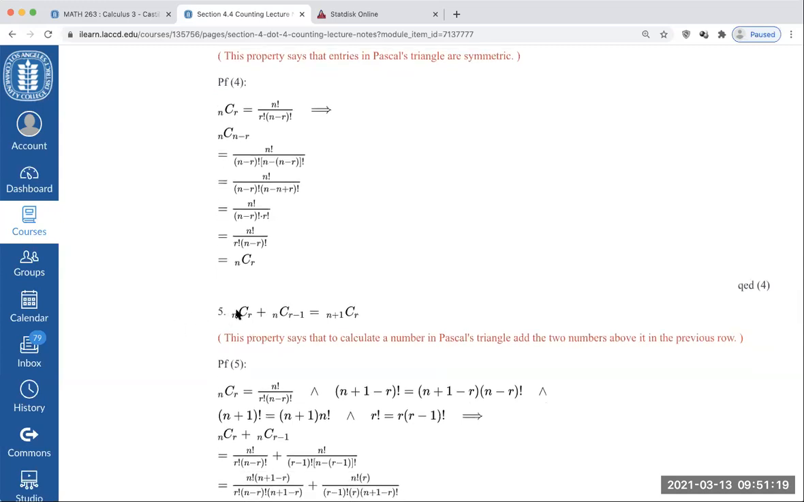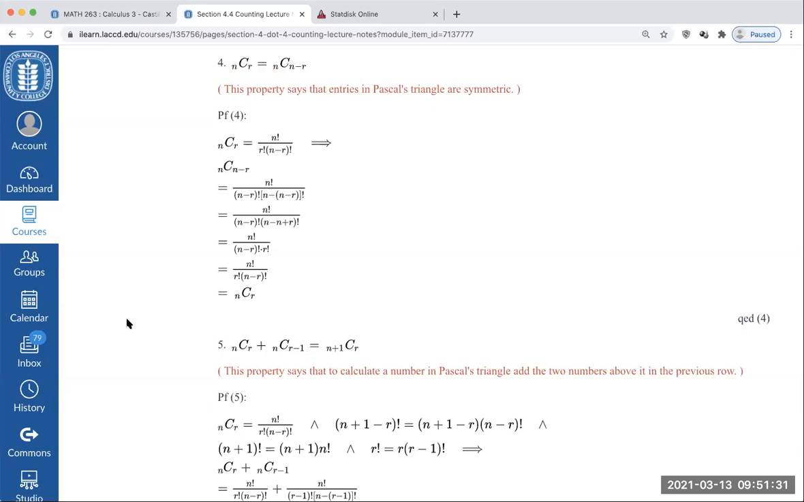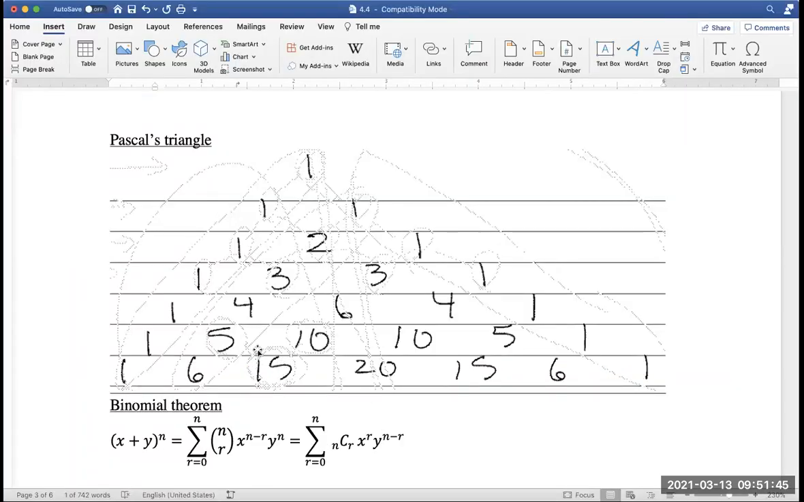So next, NCR plus NC r plus 1 is equal to n plus 1 CR. Let's show this. So what this says is that to figure out, let's say this number, you just add what's above it. 5 plus 10 is 15. 10 plus 10 is 20. And that's how I figured out Pascal's triangle. So this is how I made Pascal's triangle. So I want to show that property.